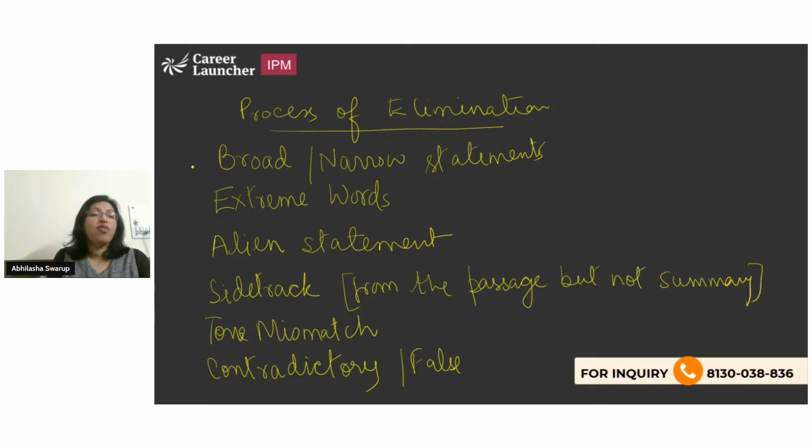Okay, so these are the five or six things that you will remember. Anything that's very broad, anything that is extreme, alien, sidetrack, and tone. Remember BEAST, it becomes very easy. And then anything that is contradictory or false. Eliminate all of these and you come to your right answer.